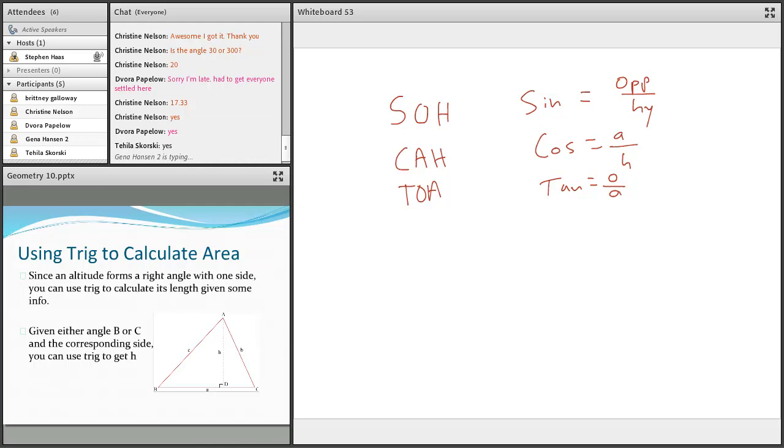Some of the other things that you can do with trigonometry is you can use trigonometry to calculate the area of a triangle.